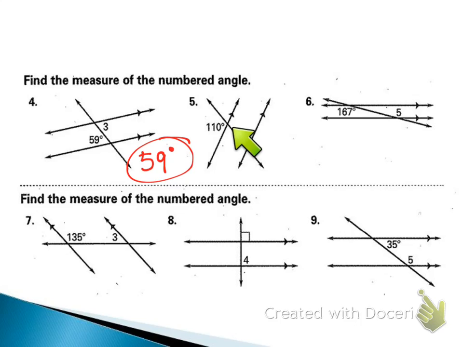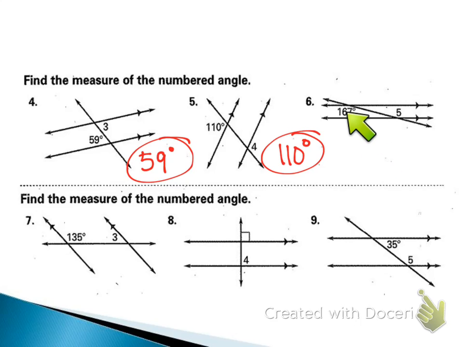What type of angles do we have in number 5? Alternate exterior. So what do we know about the measure of alternate exterior? They're also congruent. So 110 degrees over here. What's angle 4? 110 degrees. Wonderful.